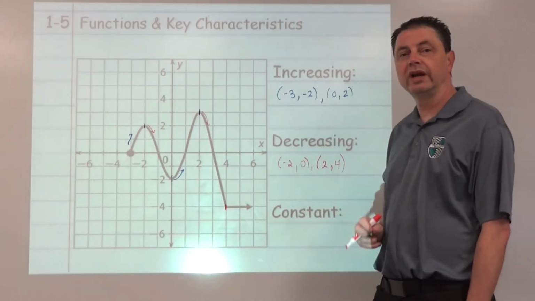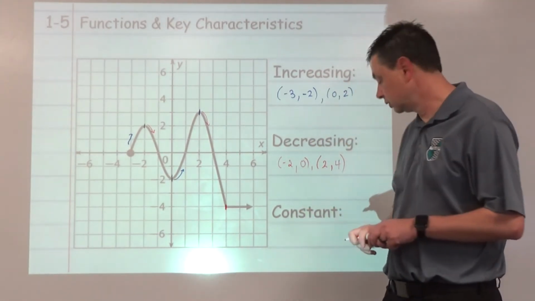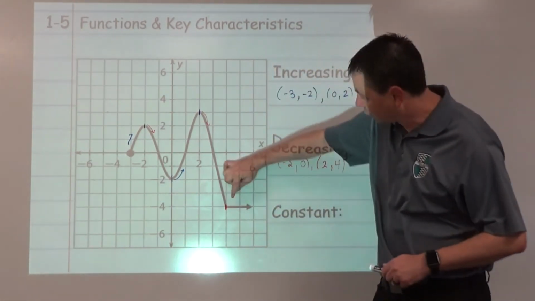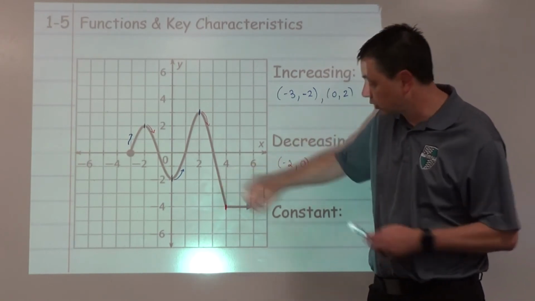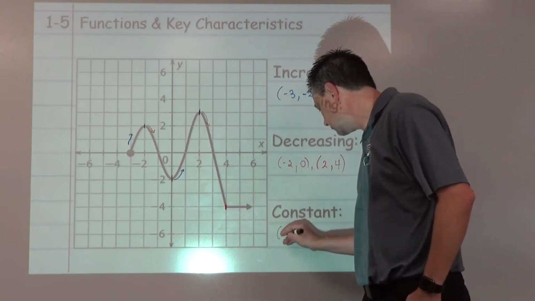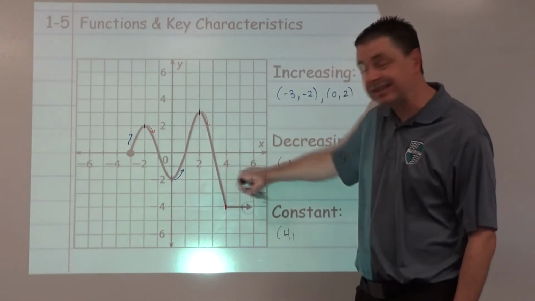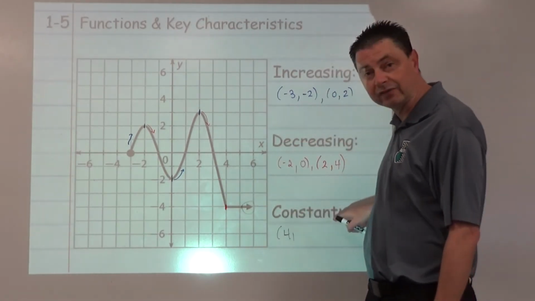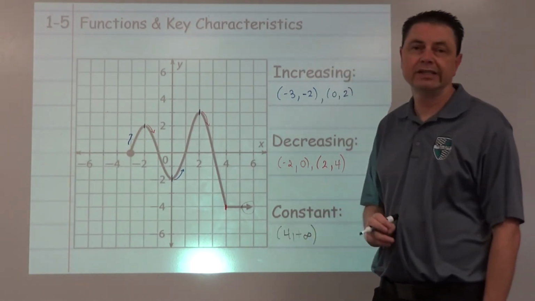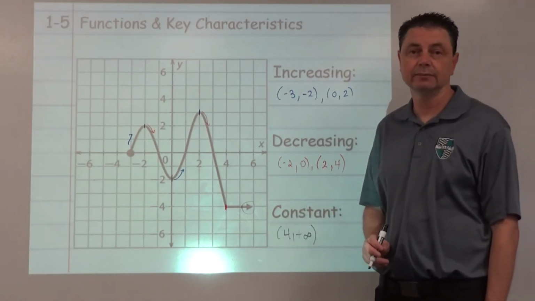Constant, where is the y-coordinate not changing? Where is it flat or horizontal? This section here, it's constant, it's horizontal. So starting at 4, until we get to, well, the arrow does suggest that it's going to keep going flat forever. So that's going to positive infinity is the interval at which it's constant, from 4 to positive infinity.